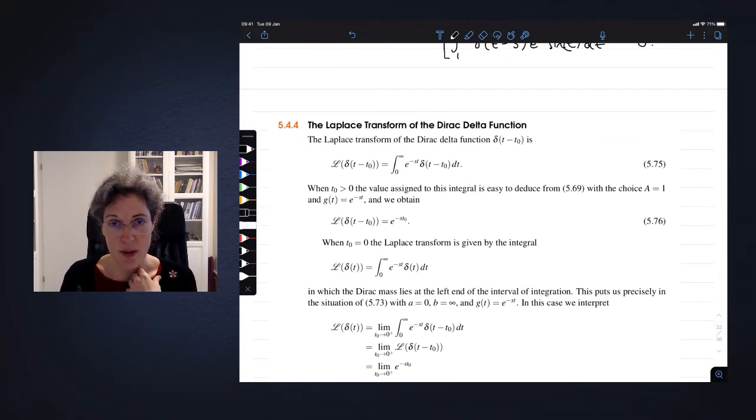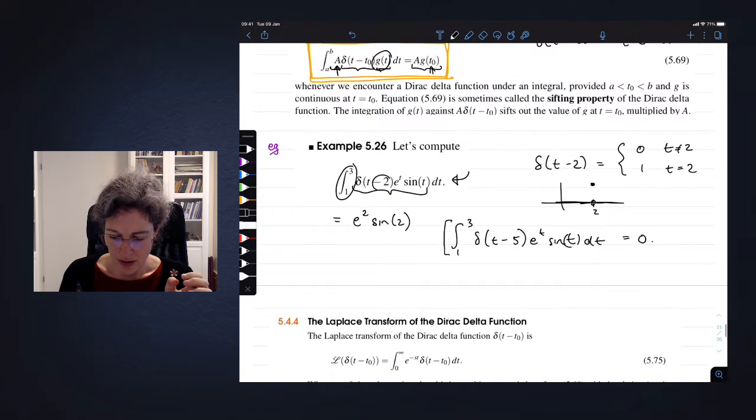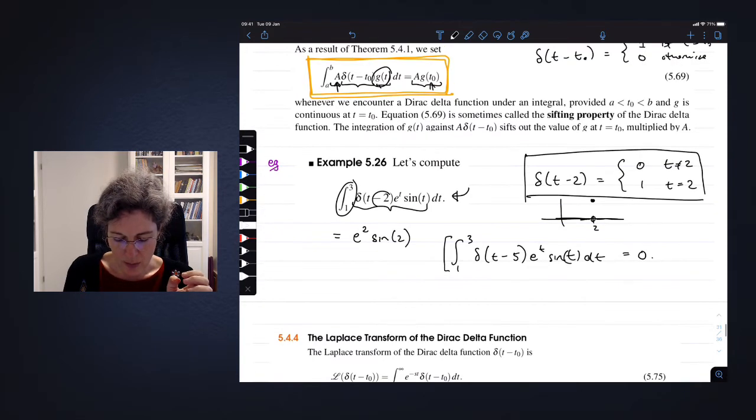It'll crop up all over physics. Read a little bit in the textbook if you're interested, but the key thing to take out of this is the intuition for what the delta function looks like, and how the delta function functions within an integral.